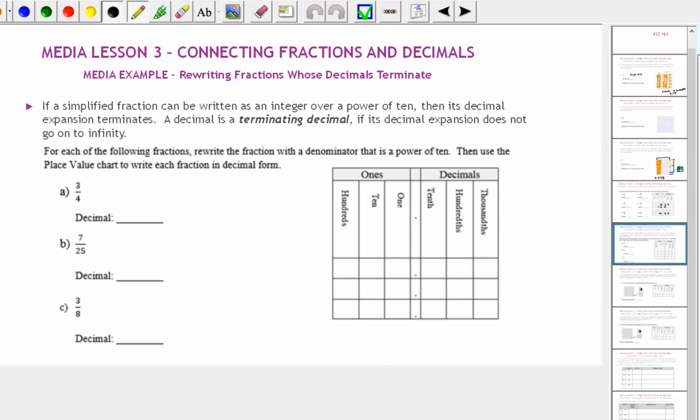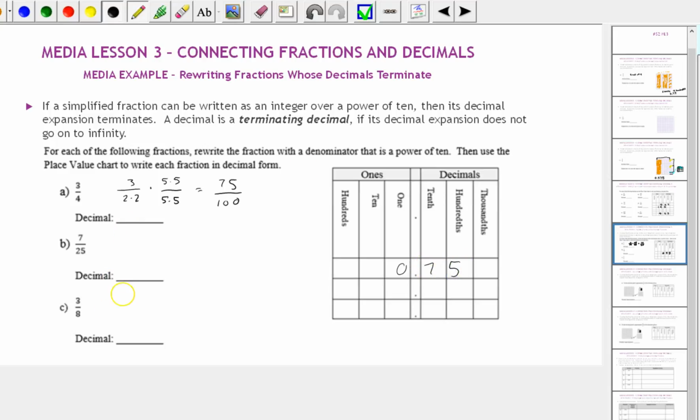So for 3/4, we can think of this as 3 over 2 times 2. To make the denominator a product of 10's, we need 2 factors of 5. You may want to reorder these so they see this better, but 2 times 5 is 10, 2 times 5 is 10, and then 25 times 3 is 75. Then we have 75 hundredths, and we'd place that in the chart like this.